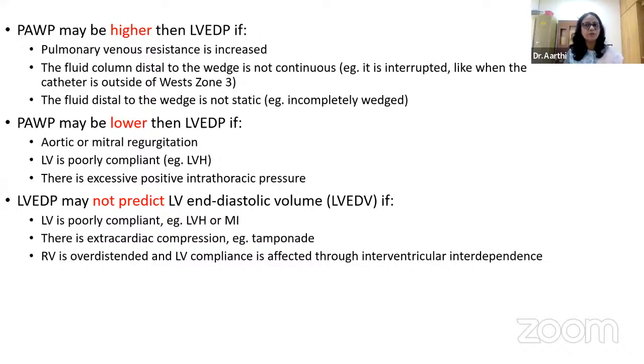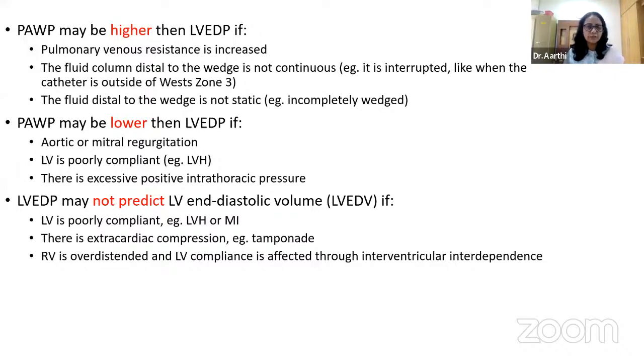So we assume that when measuring a pulmonary capillary wedge pressure, the left ventricular end diastolic pressure is a direct correlation of the left ventricular end diastolic volume, which is the cardiac output volume. In certain scenarios, that might not be the true case, where the LV is poorly compliant, for example, post-myocardial infarction or left ventricular hypertrophy, where the left ventricular end diastolic pressures are higher.